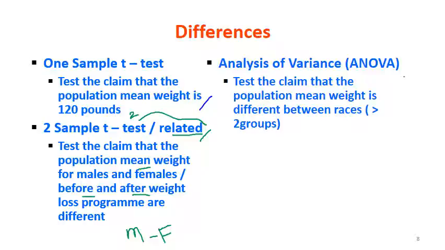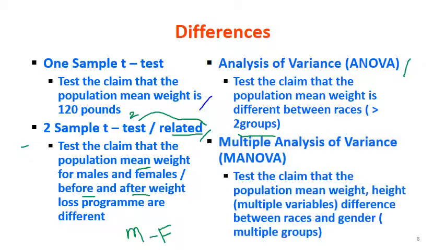Then, of course, there's the analysis of variance, where we are looking at more than two groups. In the earlier tests we're looking at differences for two groups, but here we're looking at differences in more than two groups. So, for example, we want to test the claim that the population mean weight is different between races, whereby race, we know, has more than two groups. And of course, if there is only one dependent variable, we use ANOVA, but if we have more than one dependent variable, such as weight and height, then we need to look at multivariate analysis of variance, MANOVA, again between more than two groups.